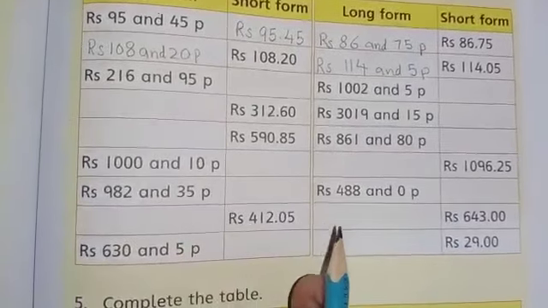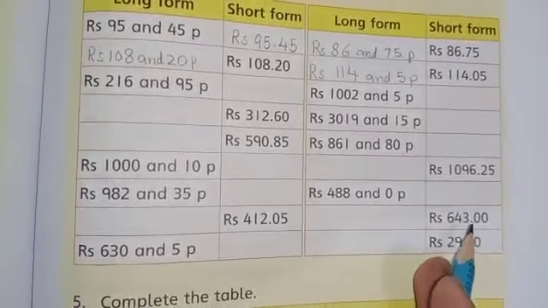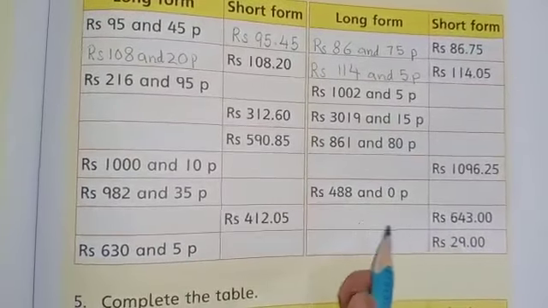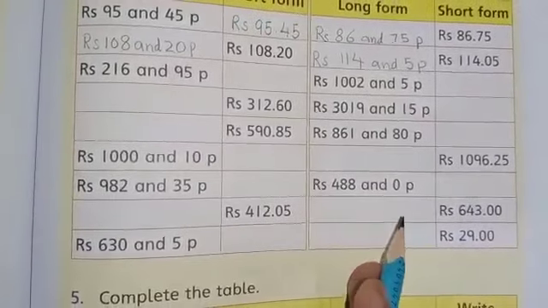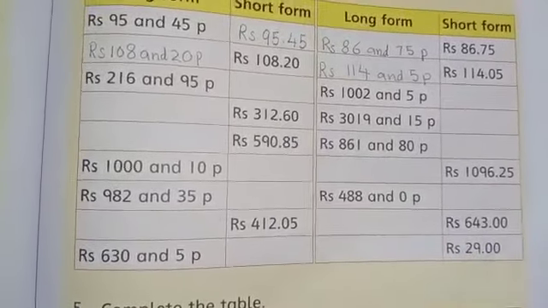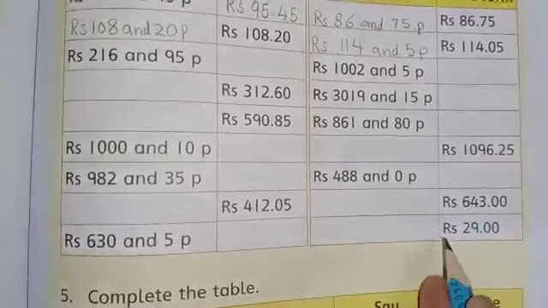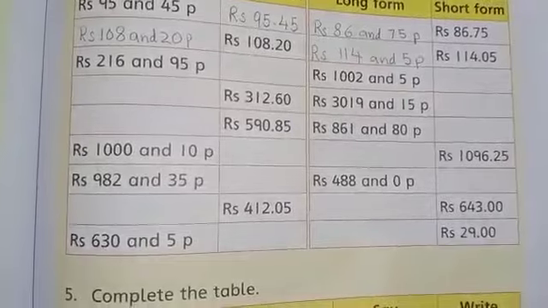And here you have rupees 643.00. You have to write it in long form. So what will you write here? It's rupees 643 and 0 paisas. After the point it's 0, so it means 0 paisas. Same like this, it's rupees 99 and 0 paisas.